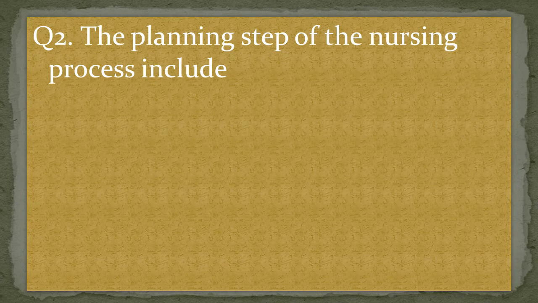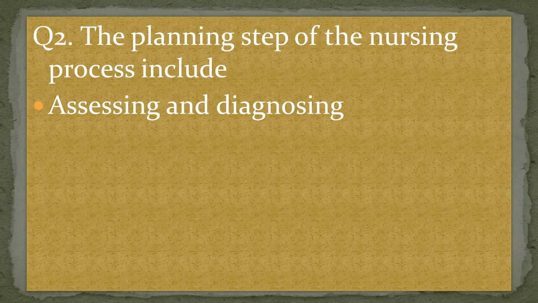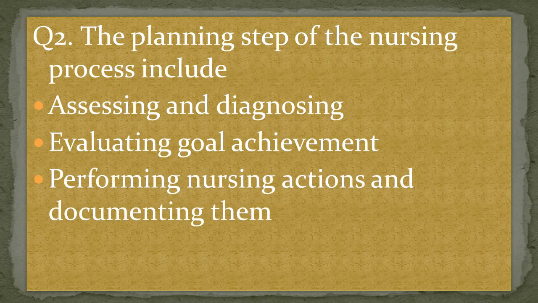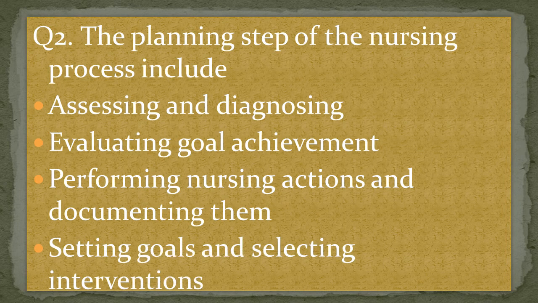Question number 2. The planning step of the nursing process includes option A, assessing and diagnosis, evaluating goals achievement, performing nursing actions and documenting them. The last option is setting goals and selecting interventions. So as you know that in the planning step we set our goals and select interventions. So the last option is the correct option.